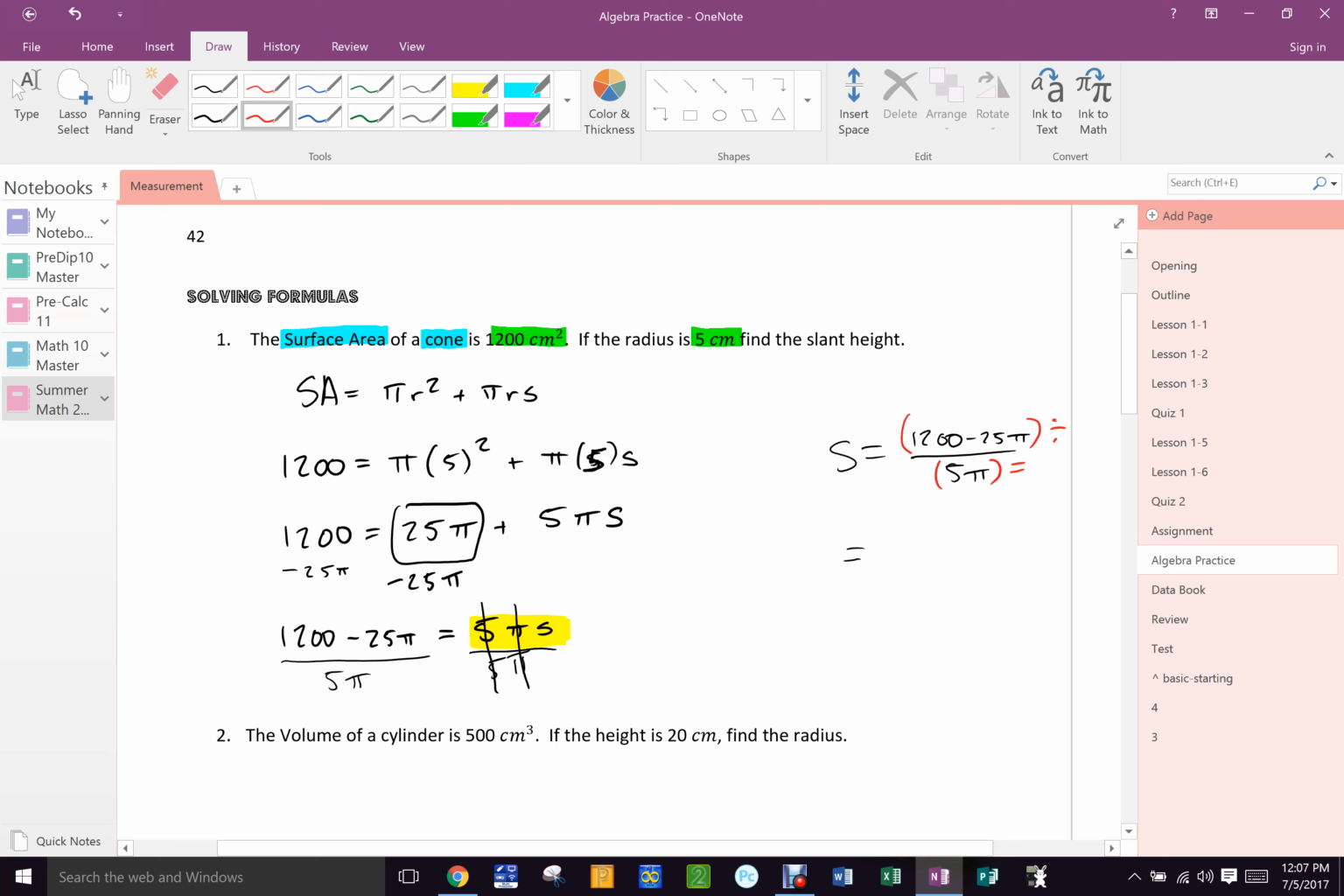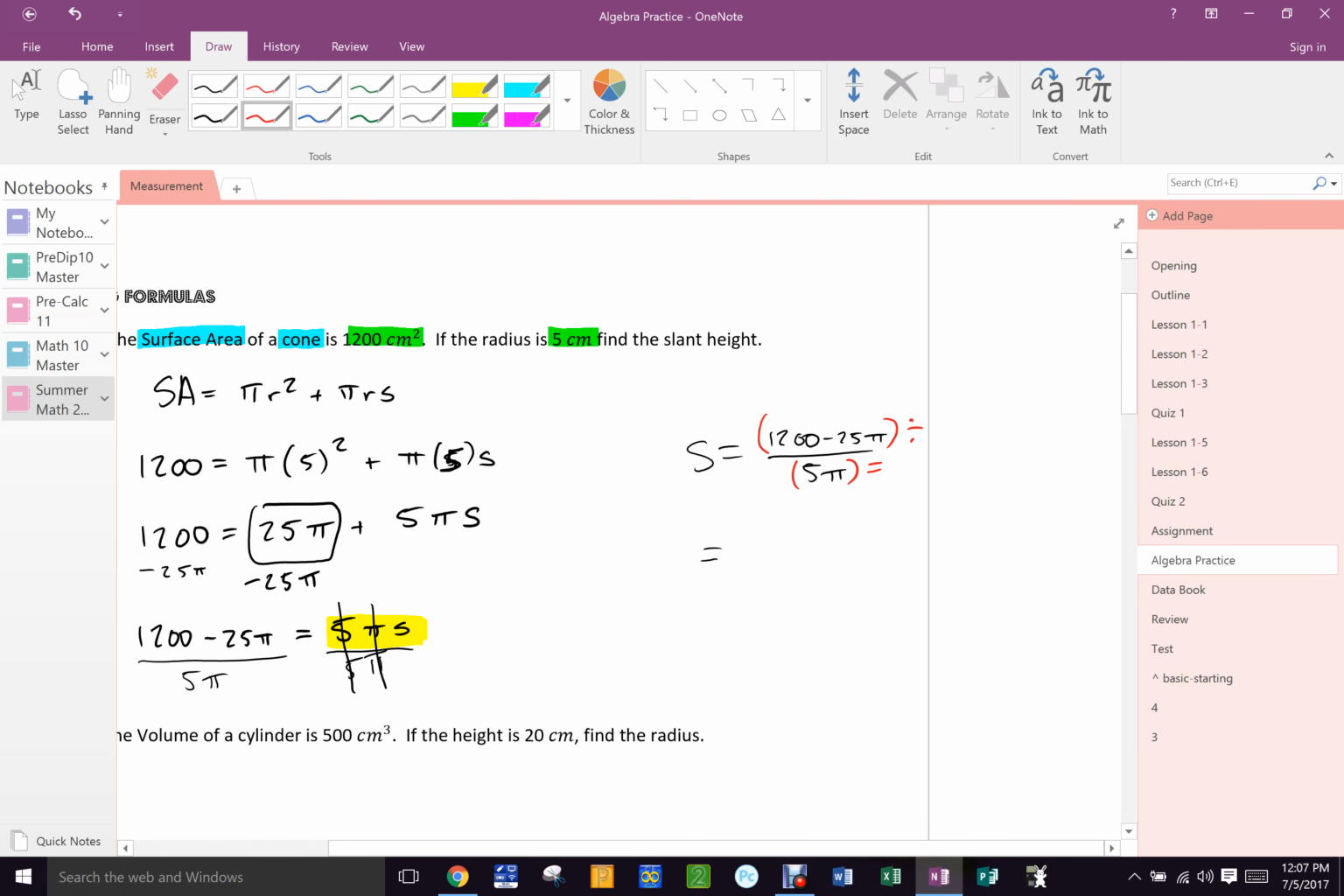If you punch it in the way you see it, without brackets, your calculator doesn't know what you mean. Your calculator applies BEDMAS. So if you were to punch this into your calculator, you would do 1,200 minus 25 times pi divided by 5. What does your calculator do? It does 25 divided by 5 right there. Understand? It's not going to give you the right answer. Everybody cool? Here's what I mean.